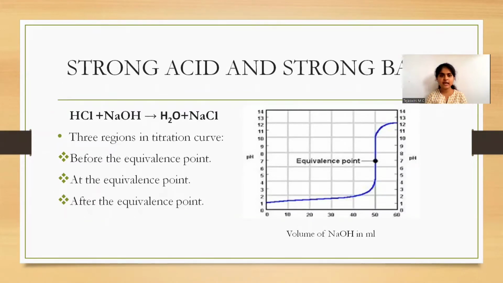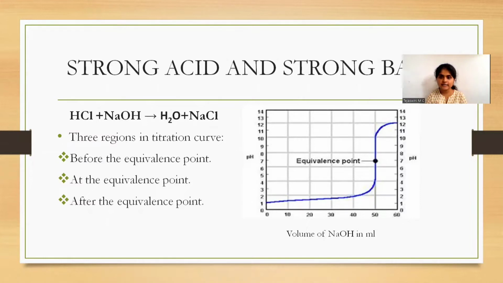Hydrochloric acid reacted with sodium hydroxide to form a neutral solution is the example for strong acid and strong base. And there are 3 regions in this titration curve: before the equivalence point, at the equivalence point, and after the equivalence point. Before the equivalence point, the major constituents are HCl and NaOH, at the equivalence point the major constituent is NaCl, and after the equivalence point the major constituents are NaOH and NaCl.